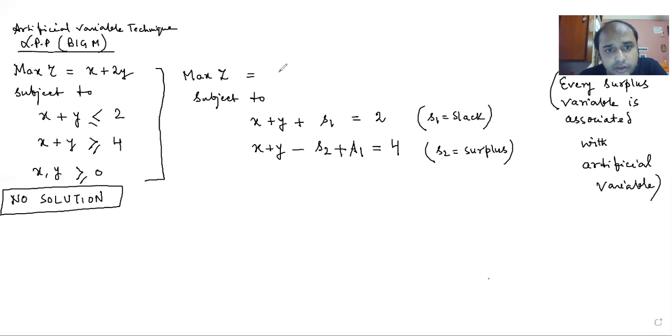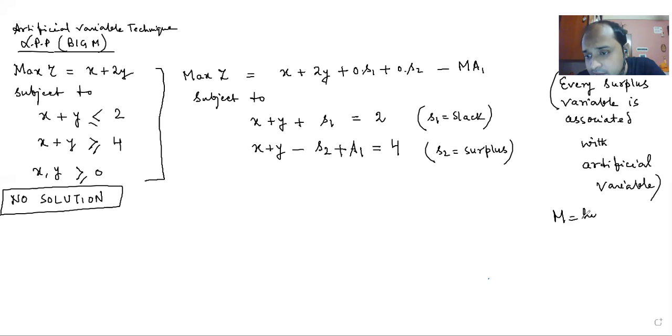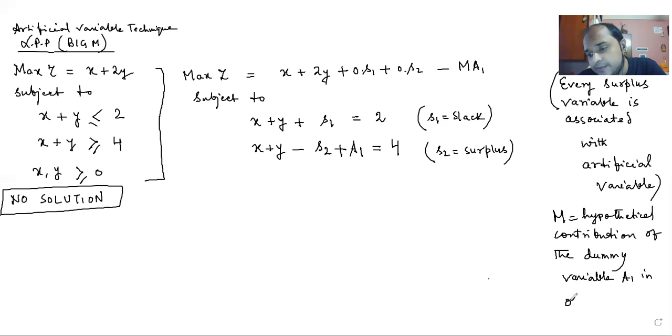And the contribution of the slack and surplus variables in the objective function will be 0. So we will write 0 into S1 and 0 into S2. The contribution of the artificial variable in the objective function will be capital M, which will be subtracted from the objective function. Here capital M is a hypothetical contribution of the dummy variable A1 in the objective function. And all these variables are physical variables, so they will all be non-negative.